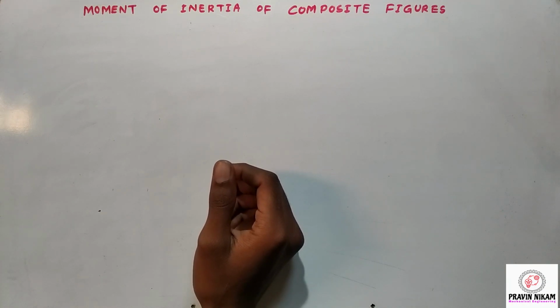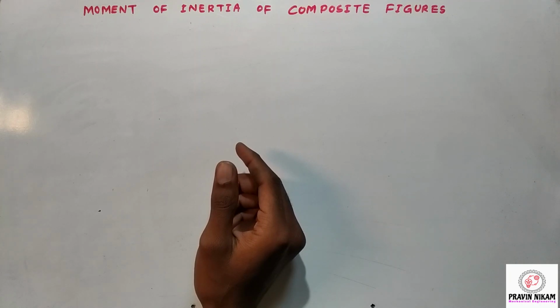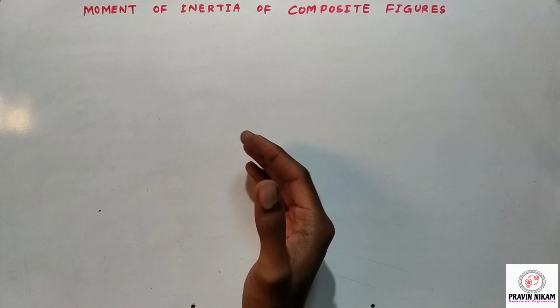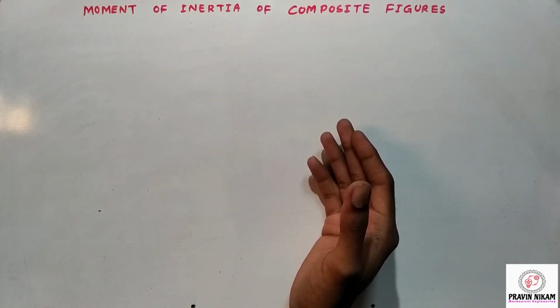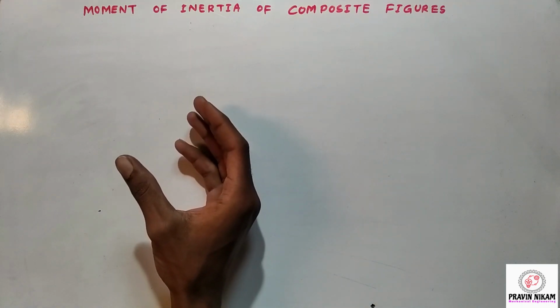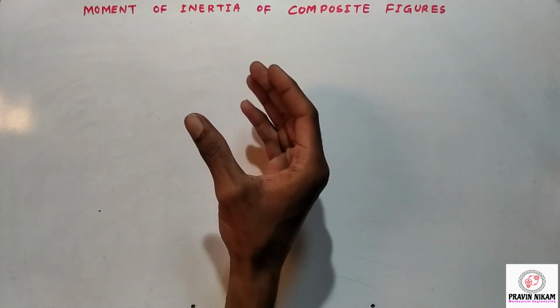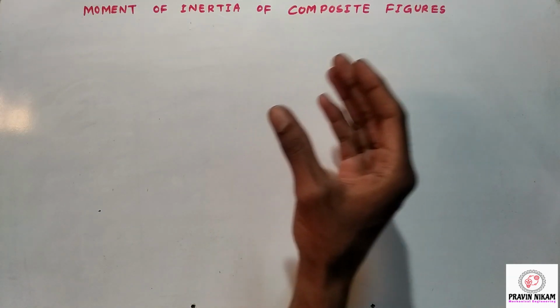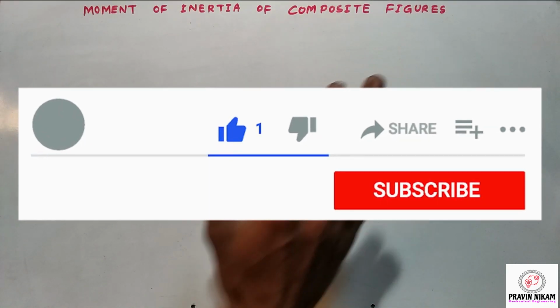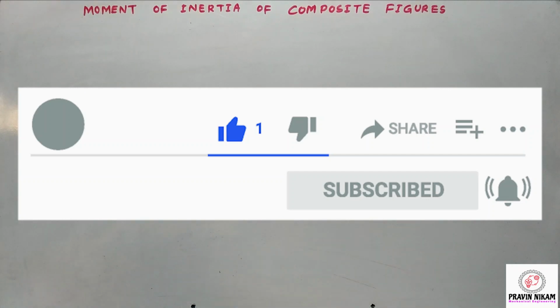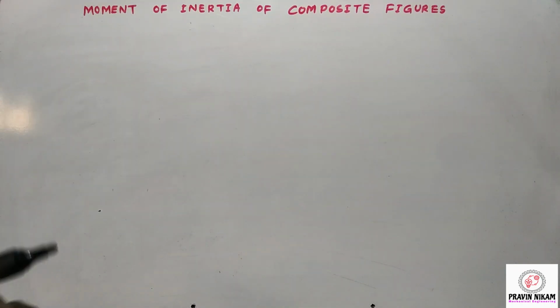In the previous video, we saw all the formulas of moment of inertia of all basic plane figures. Now in this video I am going to discuss how to find the moment of inertia of a composite section or composite figures. Let us see it step by step.